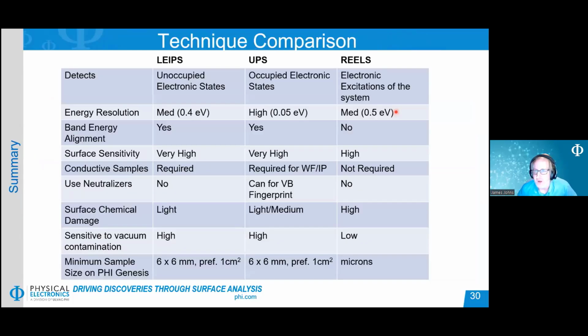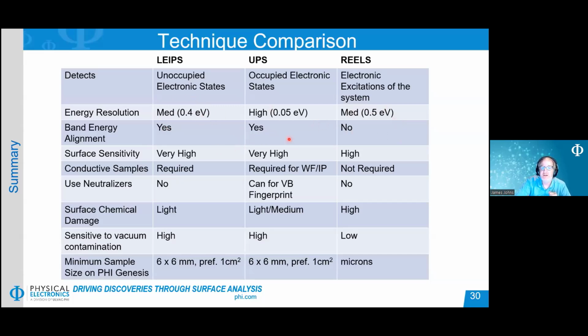All right, so last thing that I want to talk about is just this comparison slide to go over the three separate techniques, right? So remember, LIPES is detecting unoccupied electronic states, UPS is detecting the occupied ones, and REELS is detecting the electronic excitations. They have different energy resolutions, with UPS being the highest, and then LIPES and REELS being roughly comparable.